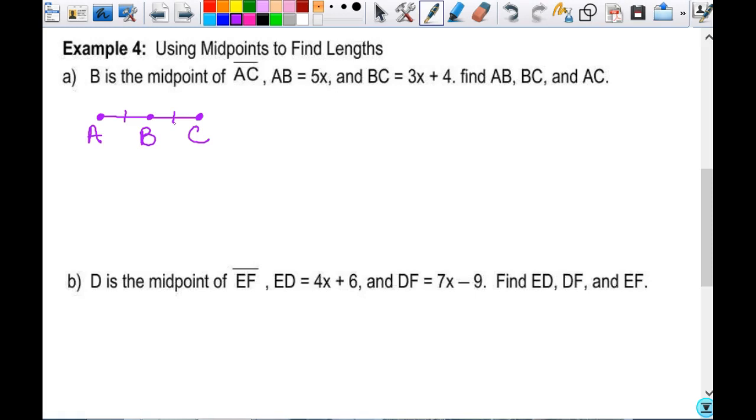Now we have that. Now the length of AB is 5x, and the length of BC is 3x plus 4. I want to find the length of AB, the length of BC, the length of AC. All right, so can I start this just like I did the other ones, where I add the two things together? Why not? So nothing to equal to, right? If I knew the length of AC, if I told you the length of AC is 50, could we work this exactly like we did the rest? Yes, okay.